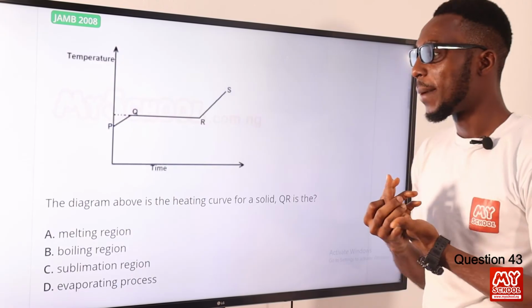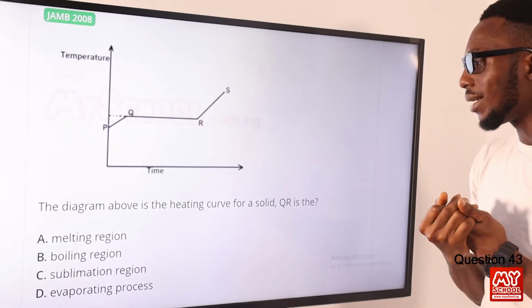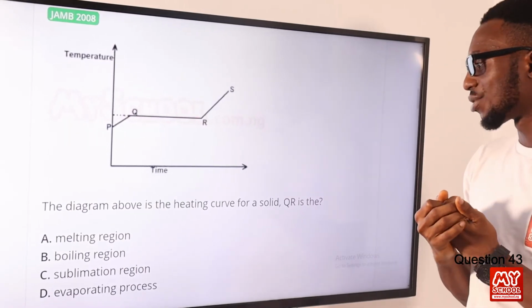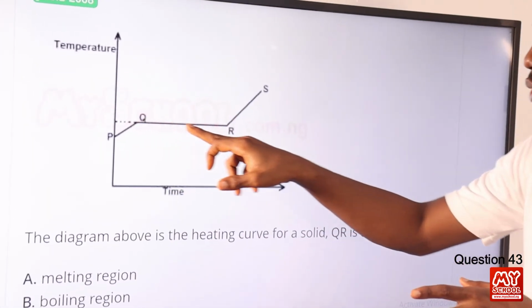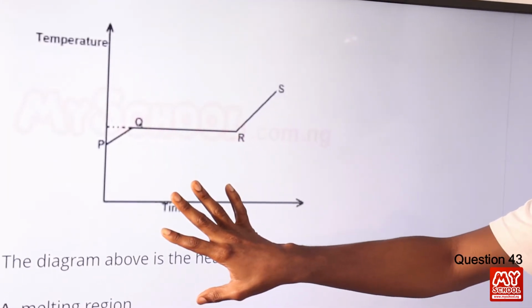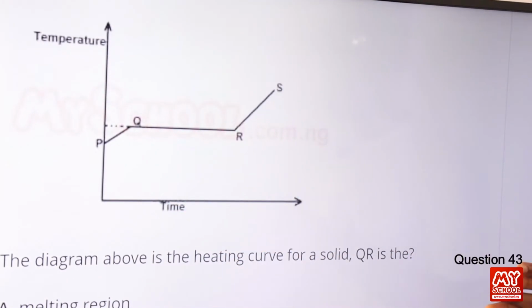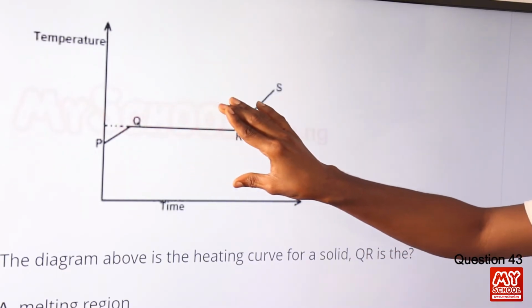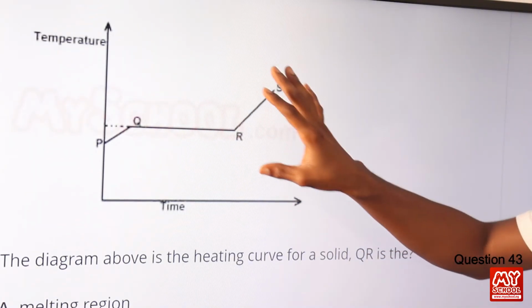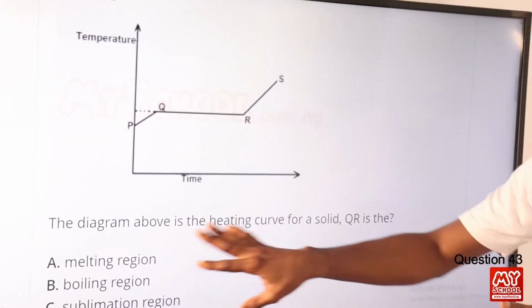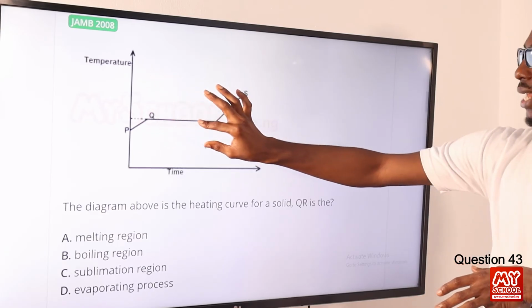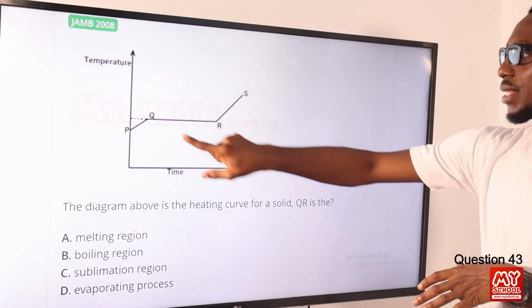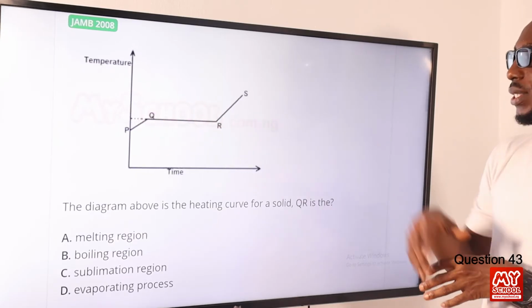Number 43, the diagram above is the heating curve for a solid. So QR is the what? Take note of this. You can see this curve is parallel to the time axis. This tells you that the temperature here is steady, and that refers to the melting region. So the correct option is option A. That is the melting region. You can see temperature is steady right here. Temperature rises right here. So this is the melting region. So option A is the right option.